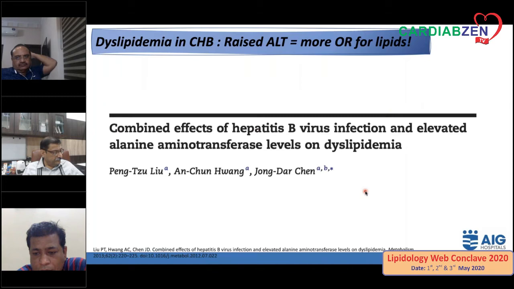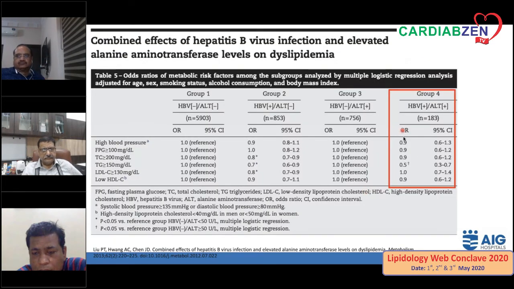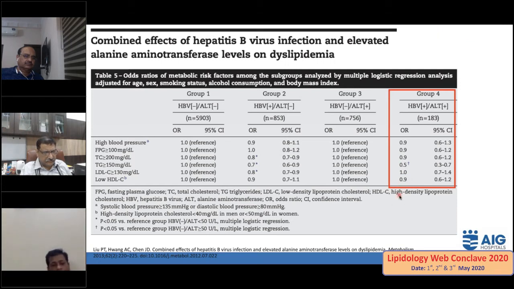The same effect was studied in another study, where they showed that in a group with hepatitis B plus high ALT levels, the risk of having a higher LDL value was significantly higher than in people who had normal ALT levels.